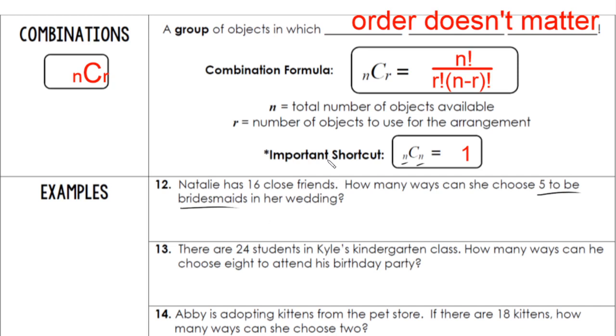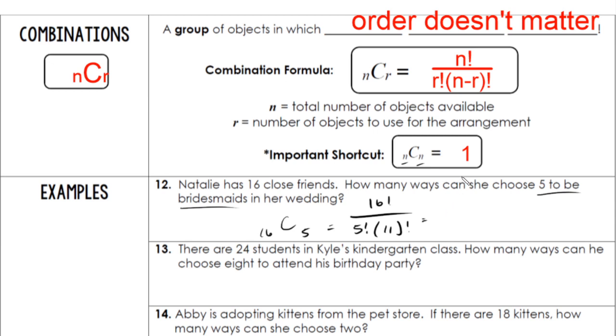It doesn't matter what order she chooses the 5 people in. They're all still bridesmaids. I mean, it might matter to you if you're picked last to be a bridesmaid, but you're still a bridesmaid. So it's a combination, since the order doesn't matter. There are 16 total, and you're picking 5 out. That's going to be 16 factorial over 5 factorial times 16 minus 5, which is 11 factorial.